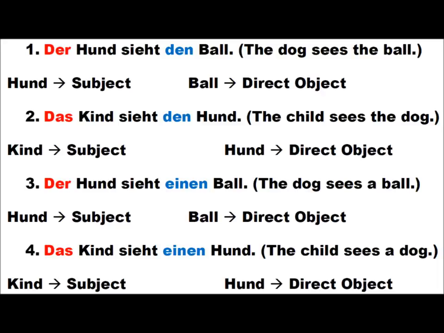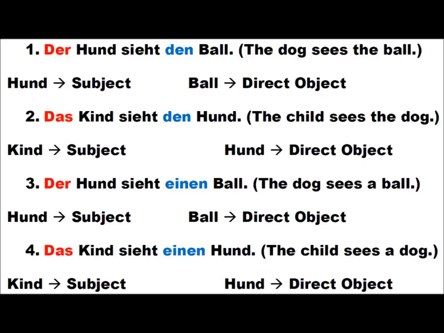Let's take a look at some example sentences. The first sentence, der Hund sieht den Ball. The dog sees the ball. We have a subject and a direct object in this sentence. The subject is Hund, and the direct object is Ball. The dog is seeing something. That's why he's the subject. And the ball is being seen. That's why it's the direct object.